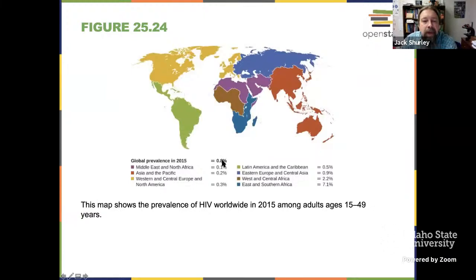Global prevalence is 0.8%, which seems like maybe not so much, but then we start looking in other areas like East and Southern Africa, West and Central Africa. Africa is huge for high levels of HIV, and we see 7.1 and 2.2% respectively. Other areas, less than 1%, as far as prevalence goes. So big concerns with this, and huge amounts of population at risk or infected in some of these areas.